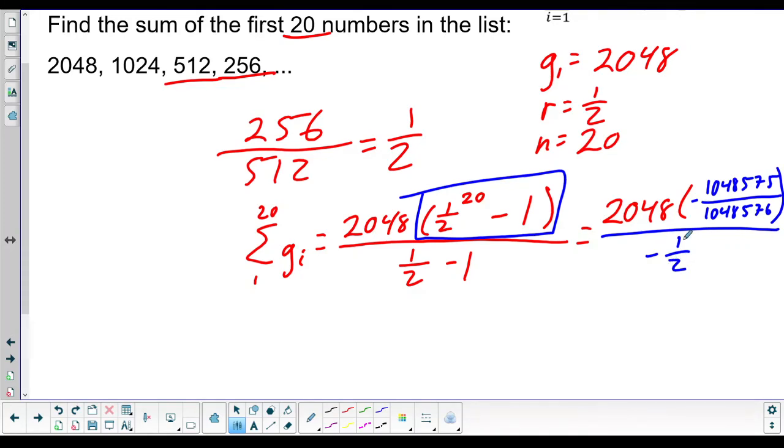Okay, so now all we have to do is multiply this ugly number by 2,048. And then we're going to divide that by negative 1/2. So what we get when you plug this whole mess into your calculator is positive 4,096. That's pretty cool. That's actually a really nice answer for having such an ugly fraction, huh? So there we go. Cool.